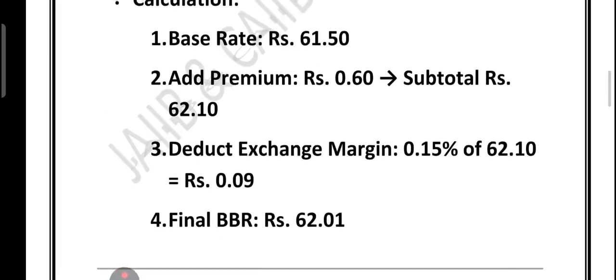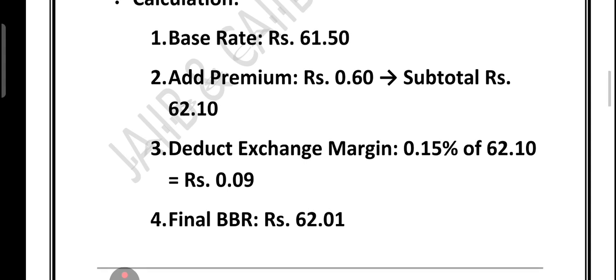So let me give you an example. Suppose the base rate is 61.50. So I say that $1 is equal to 61.50 rupees. Then we add a forward premium. Suppose our forward premium is 0.60. Right? So subtotal it becomes how much? 62.10. And then we deduct the margin. Margin is suppose 0.15 or 15%. So final BBR is 62.01. That is called the bill buying rate.